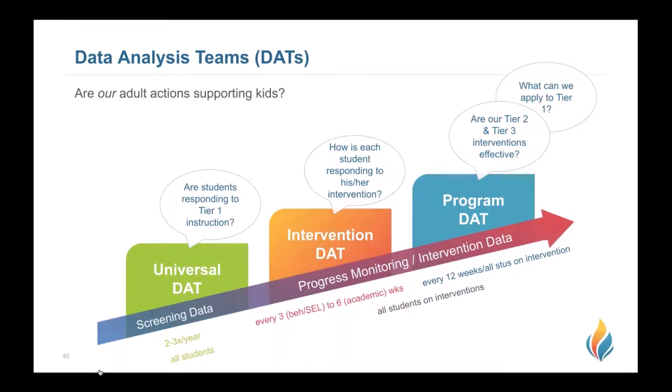So our universal data analysis team, the question we're asking there is, are students responding to Tier 1 instruction? We should be looking at the data 2 to 3 times per year, looking at all students and how they're responding. If we don't have 70 to 80% of our students at a proficiency level, or at least not at risk, that's a concern.